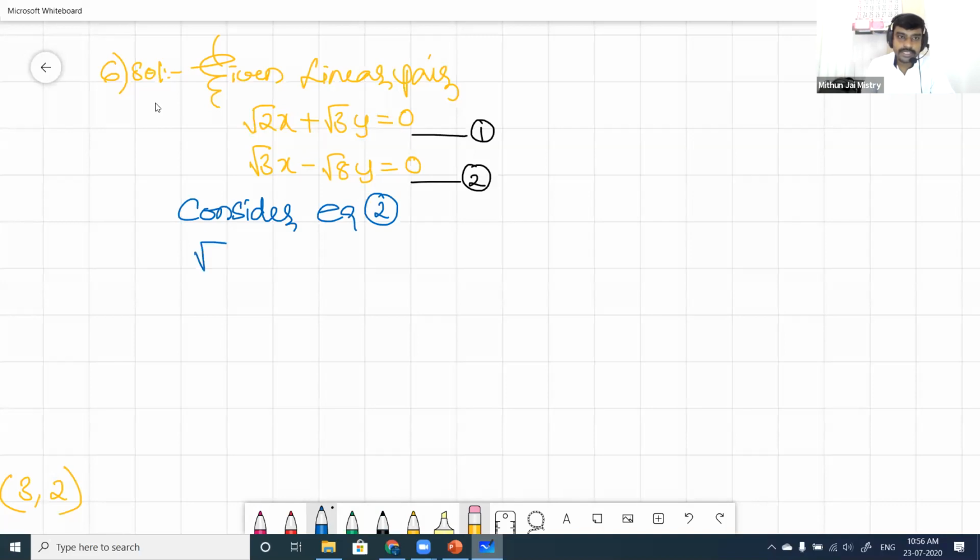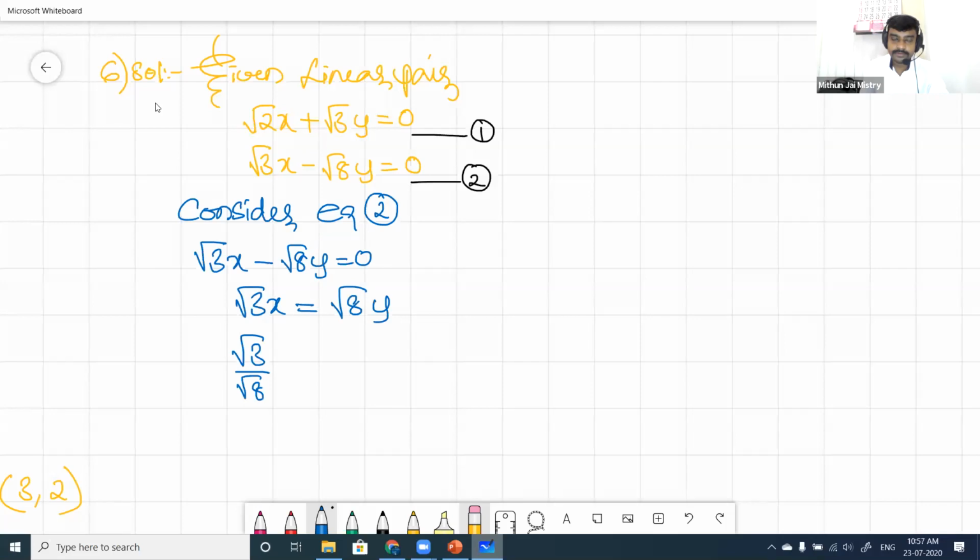Root 3x minus root 8y is equal to 0. And this time, let us make y the subject. To make y the subject, first you should take this minus root 8y to that side so that the y term becomes positive. Then you can take the root 8 to this side and you will get root 3 by root 8 x is equal to y.